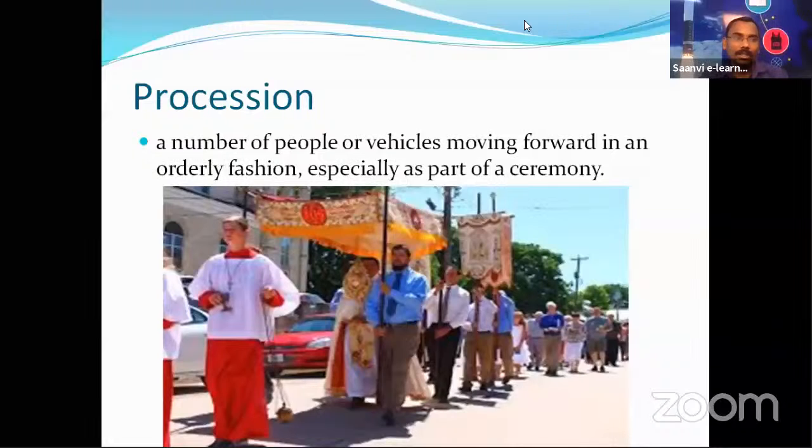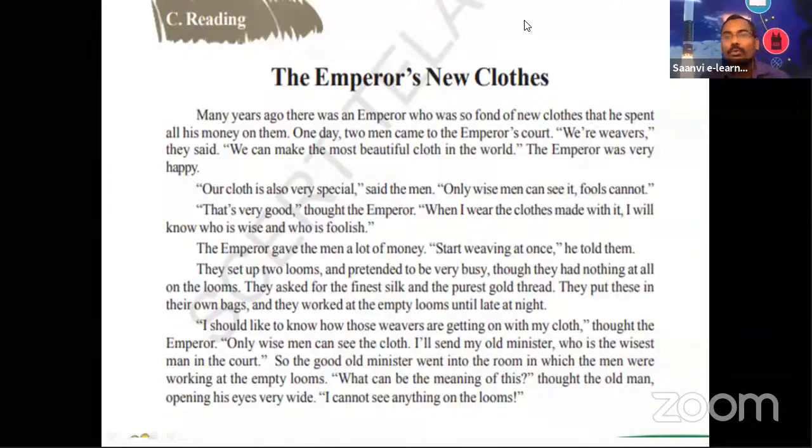And here we go ahead with the lesson. The emperor's new clothes. Many years ago, there was an emperor who was so fond of new clothes that he spent all his money on them. You people are also very fond of new clothes, isn't it? When your father is bringing new clothes for you, you will be very happy. So here, the emperor was very fond of new clothes that he spent all his money on them. So he is a man who doesn't care about his people. He doesn't want anything else, but he is very fond of new clothes. Always he wanted to wear new clothes.